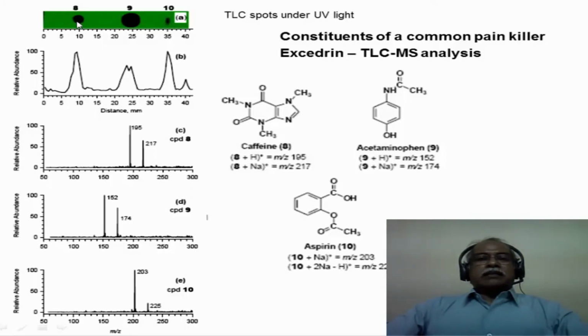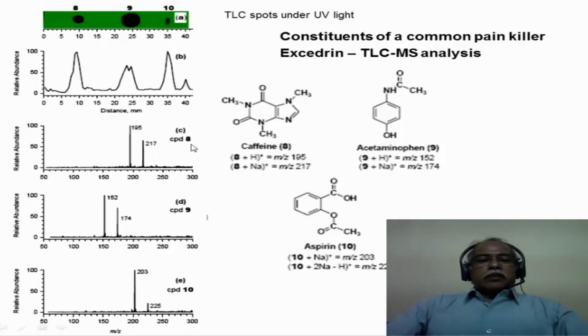The TLC analysis essentially shows three spots, spot number 8, spot number 9 and spot number 10, corresponding to compounds number 8, 9 and 10, which are marked here, for example. Now this is the total chromatogram of this particular compound detected with certain molecular weight. Around 9 millimeter from the base you have compound number 8, which is caffeine. So this corresponds to the molecular weight of caffeine, for example. This corresponds to the molecular weight of acetaminophen, and this corresponds to the molecular weight of aspirin in this particular case.